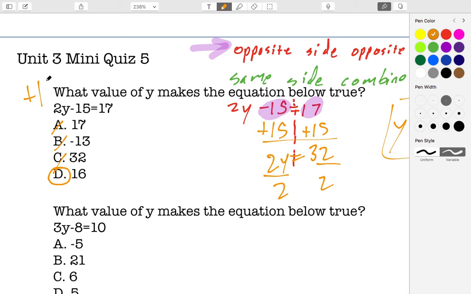What's that? Okay, but she picked the right one? Alright, good. Okay, moving on.